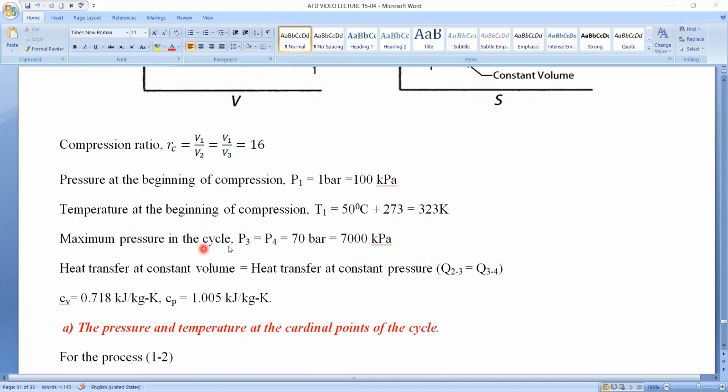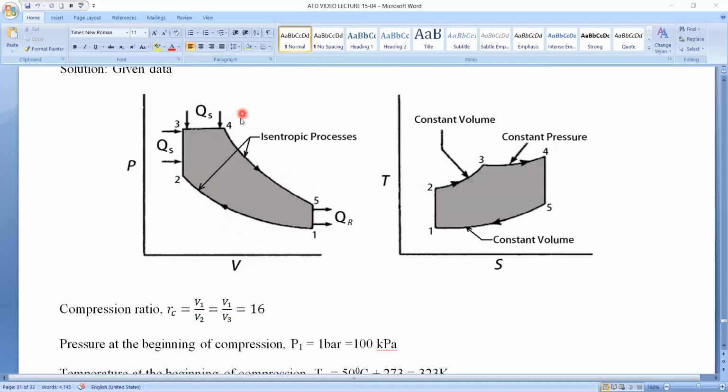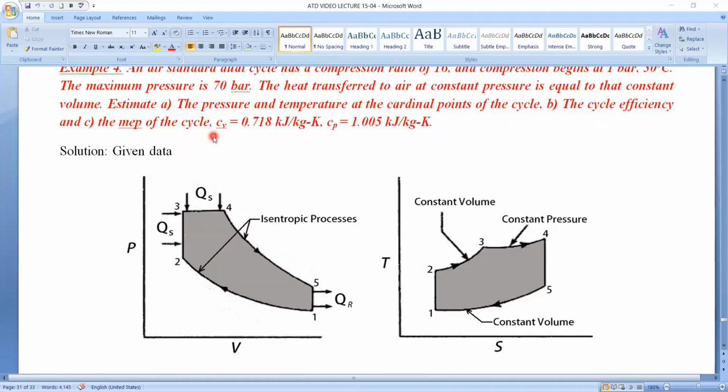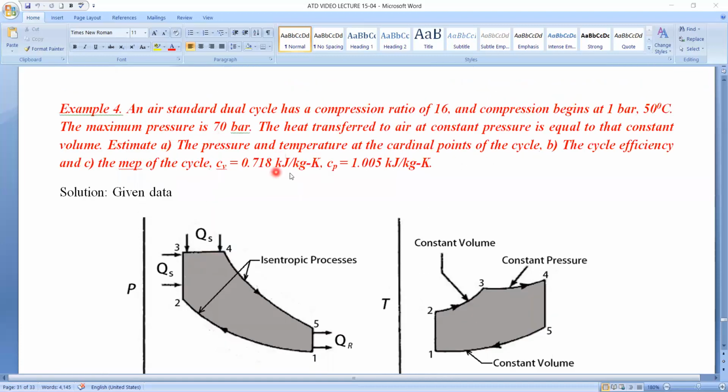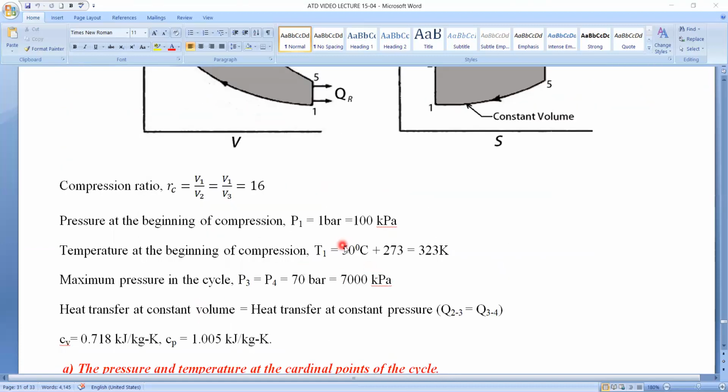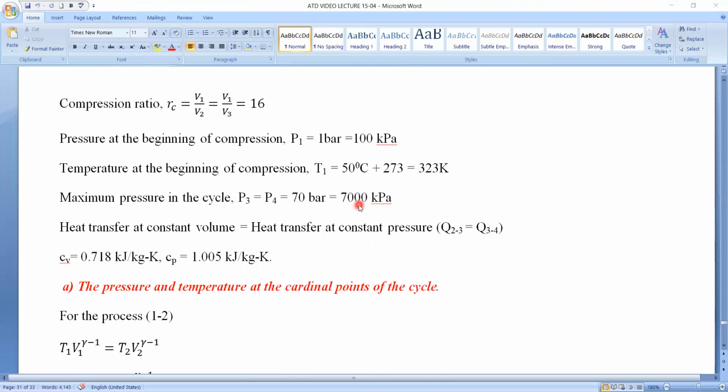Now the maximum pressure in the cycle is P4 equals P3. If you observe the PV coordinates, P3 equals P4, and this is the maximum pressure of the cycle. So the maximum pressure of the cycle is 70 bar, or 7000 kilopascals. Just multiply by 100: 1 bar equals 100 kilopascals, so similarly 70 bar equals 7000 kilopascals.